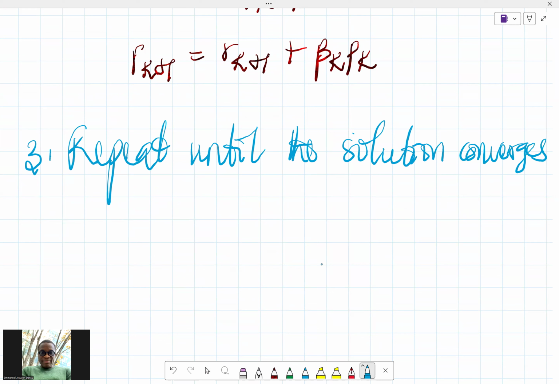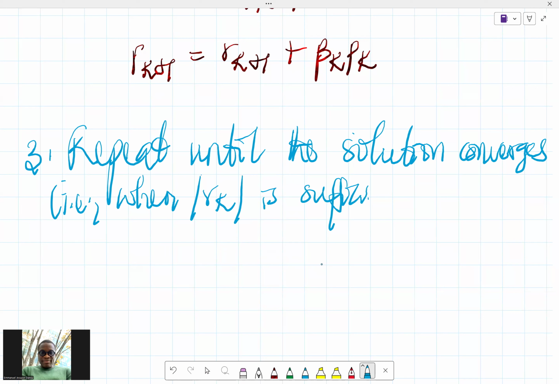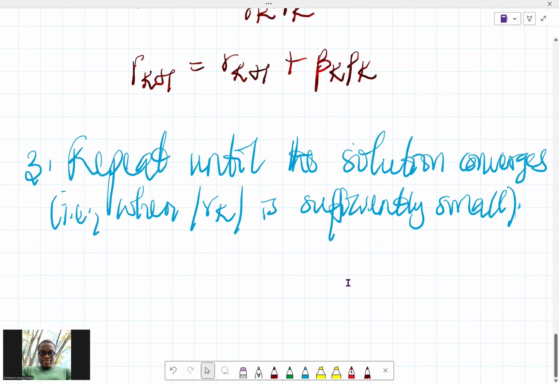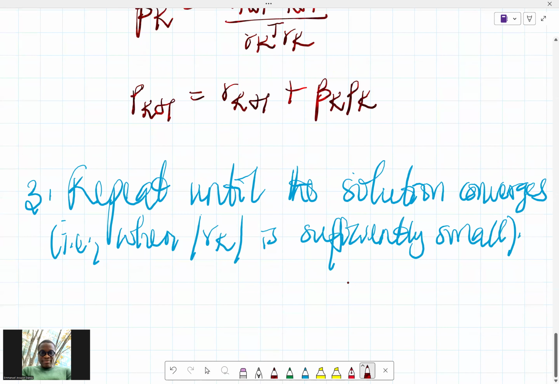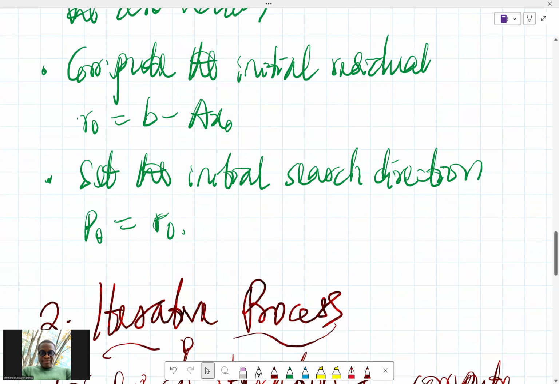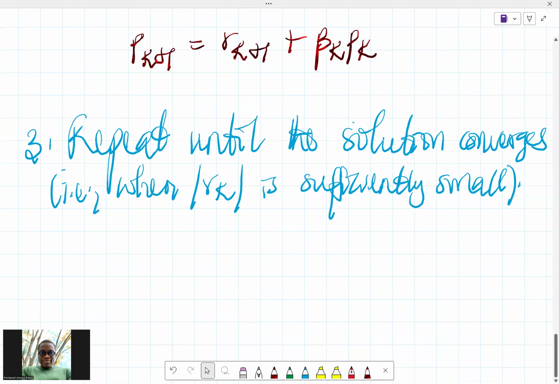And what would that mean? That is when the absolute value of Rk is sufficiently small. So that's the stopping criteria in this case. Mind you, this is Pk plus 1 equals Rk plus 1 plus beta k Pk. So we have all of these things for the conjugate gradient method.